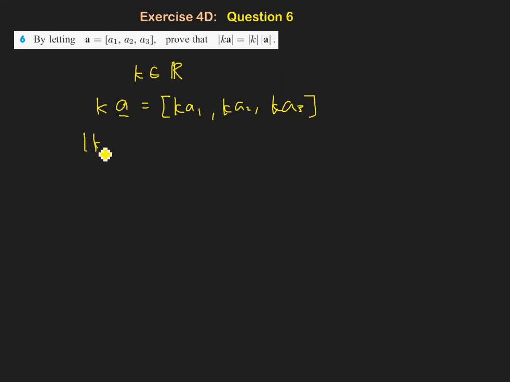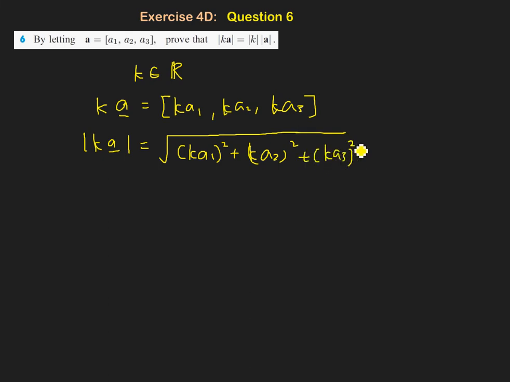So the modulus of the vector ka is, by the formula, the square root of the sum of the squares of each component: ka1 squared, plus ka2 squared, plus ka3 squared. And you realize that every term has k squared as a factor, so there's a common factor, and we can factor out the k squared, and you have a1 squared, a2 squared, and a3 squared right here. And so that's it.